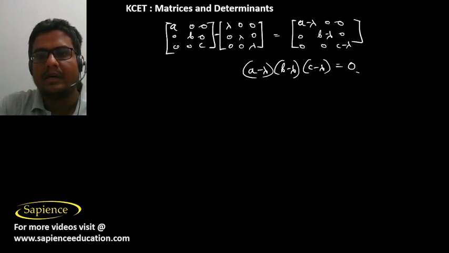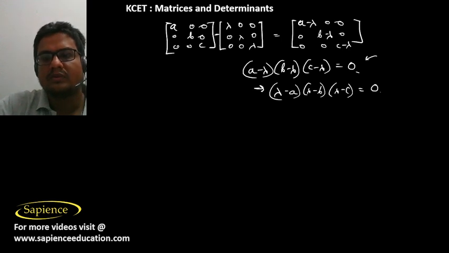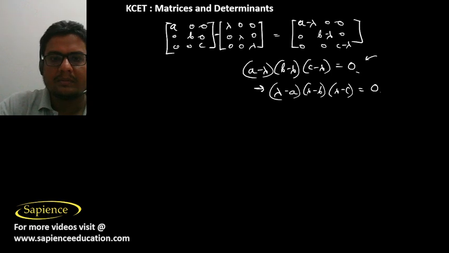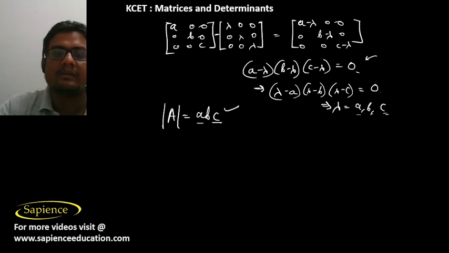The determinant of this will be 0. This will be the characteristic equation. This we can write as lambda minus A into lambda minus B into lambda minus C equal to 0. Now the determinant of A will be equal to actually ABC. So it means we have to find the product of the roots, since here lambda can be A, B and C. A, B and C are the characteristic roots. So it means that the product of the roots only is the required determinant of A.